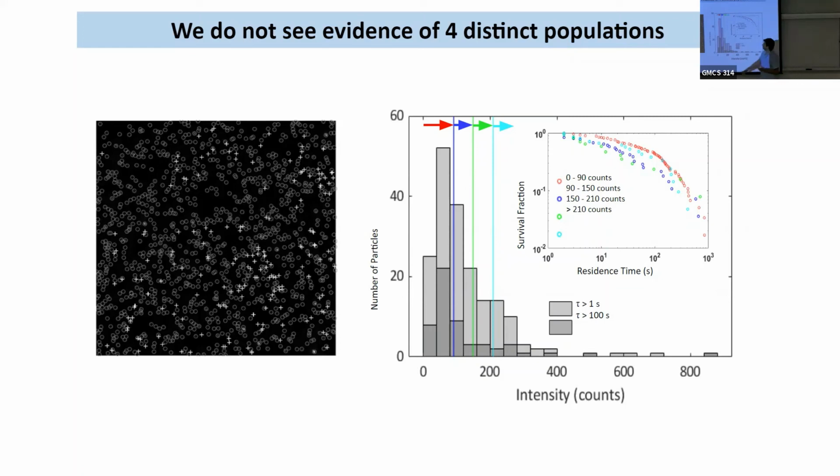We look at the histogram of these intensities, and you can break out that this population is monomers, this is dimers, this is trimers, this is tetramers. And you look at the residence time, and there's no significant difference. Even if you take out the entire short timescale population, the rest still look exactly the same. So we did not see evidence for 4 different populations. That's one other reason why we like our model.